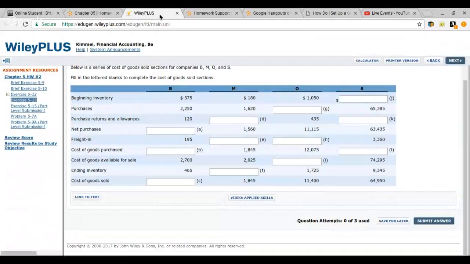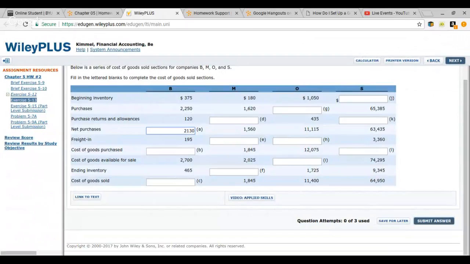We're going to do this by starting under company B here. We need to determine net purchases, cost of goods purchased, and cost of goods sold for company B. To determine net purchases, we're going to take purchases. In my case, it's $22.50. We're going to subtract from it the purchase returns and allowances, which is $120. This will give me $21.30.